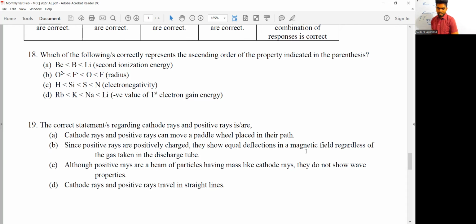Okay, anyway, the last statement says they are traveling in straight lines. That is correct. D is correct. You can confirm that using the metal cross, remember? It will give you a clear shadow of the metal cross. Okay, so the answers are A and D. Answer 4 again. Answer 4.